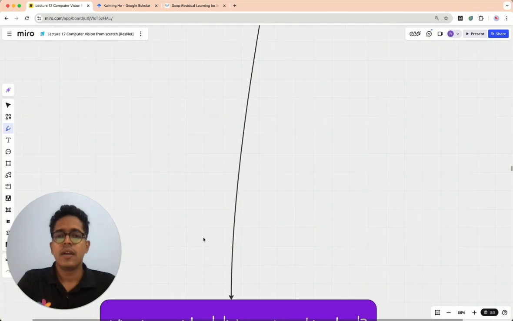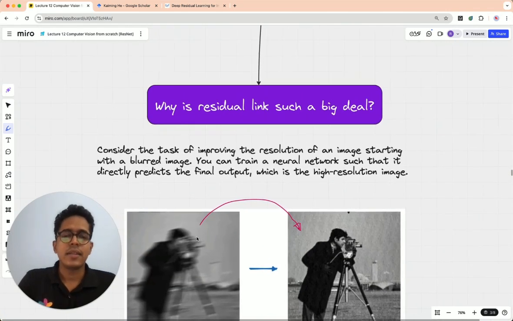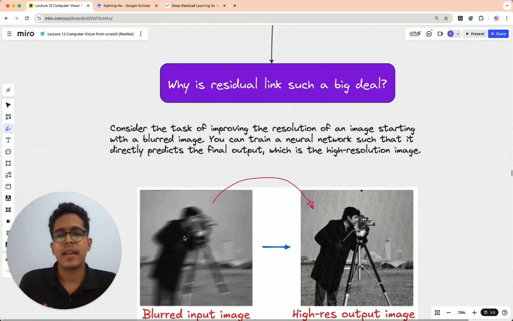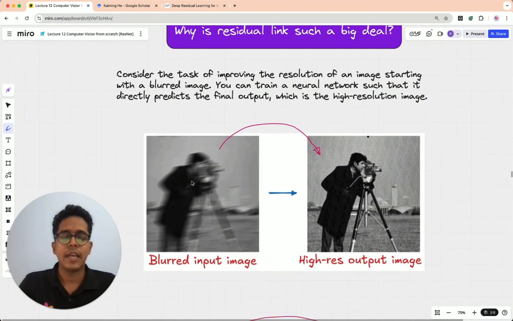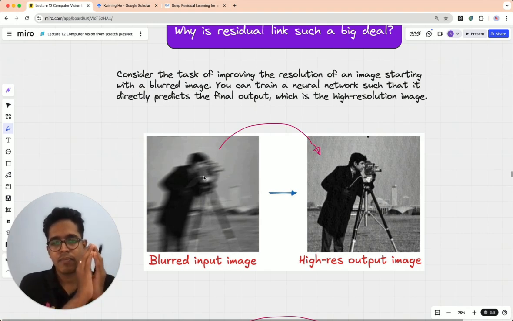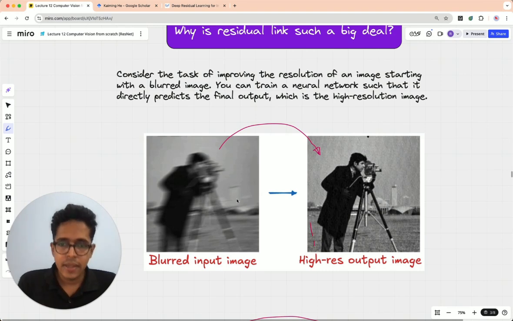Now, why is this residual connection such a big deal? Logically, not mathematically, why would a residual connection make it so easy to learn the features in an image? So think about a task like image enhancement. In image enhancement, you can use a neural network to input a blurry image and output a high resolution image, right? For this specific task, most of the information that is present in the output image is already there in the input image. So it's not like the input image is a completely useless, noisy image. It actually maybe has 90% of the information that you need.